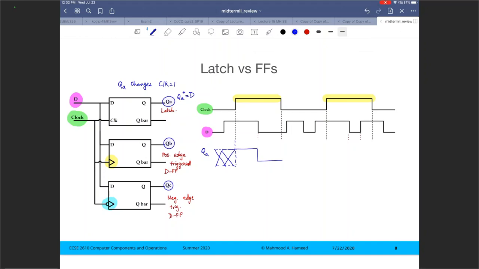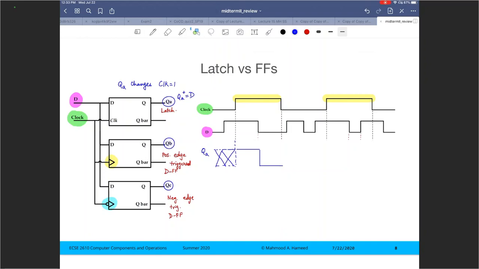Might be a 0, might be a 1, I don't know. However, I do know that soon after the clock goes 1, QA will follow D. So let's see. I'm going to have that, and then that, and then that. So it matches D during that time.